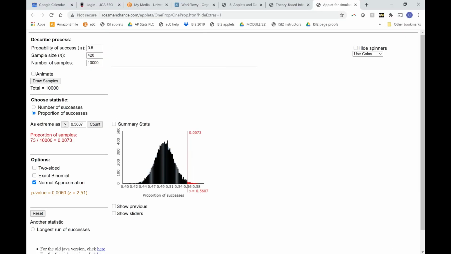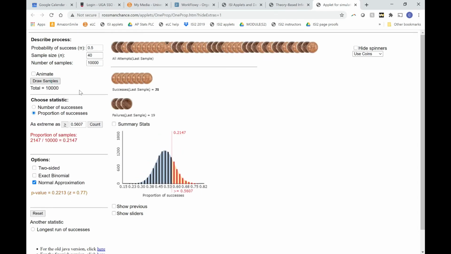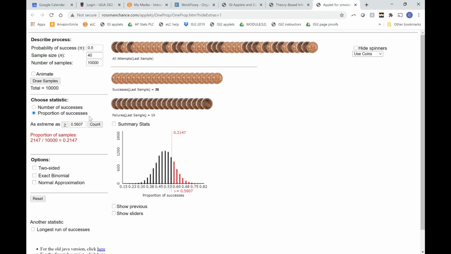So I'm going back to my one proportion applet here. I'm changing the sample size to 40 and drawing my samples. I don't really want the normal approximation. And the value that I'll put in, my statistic, is 0.7. Okay, so we can see here a value of 0.7 seems pretty unlikely, right? Happening less than 1% of the time if the null hypothesis were actually true.